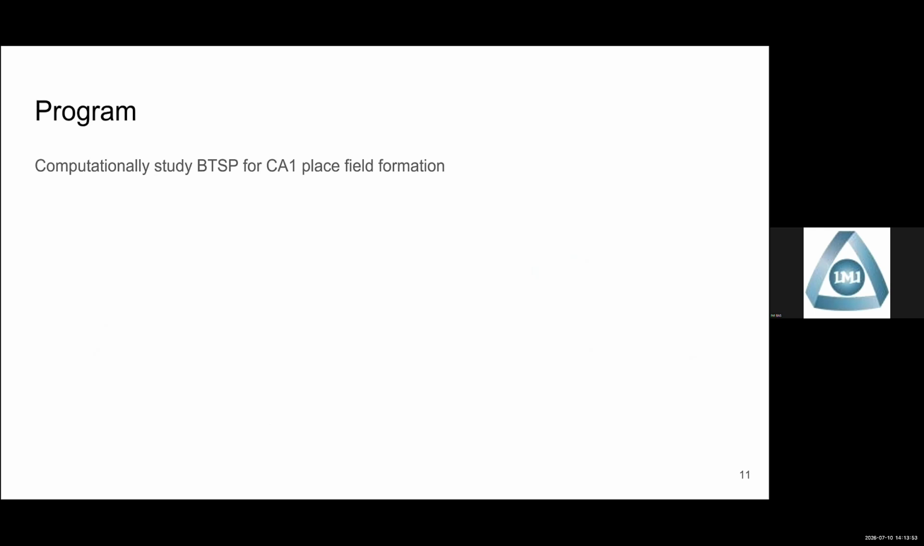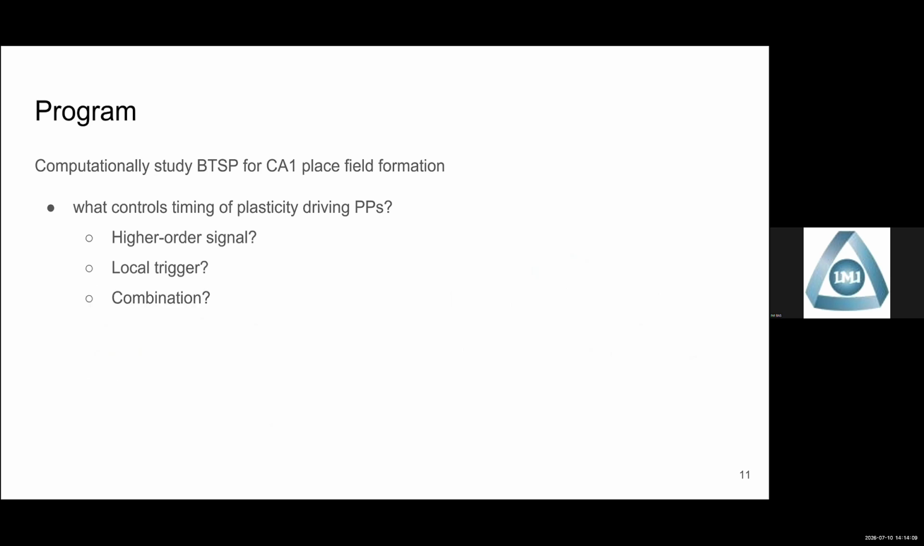I want to computationally study, and this is where my own work starts, behavior timescale spatial plasticity for CA1 place field formation. I especially want to address the question: what controls the timing? Is it, for example, a higher order signal as in the target learning framework? Is it a local trigger? Is it maybe a combination of both?